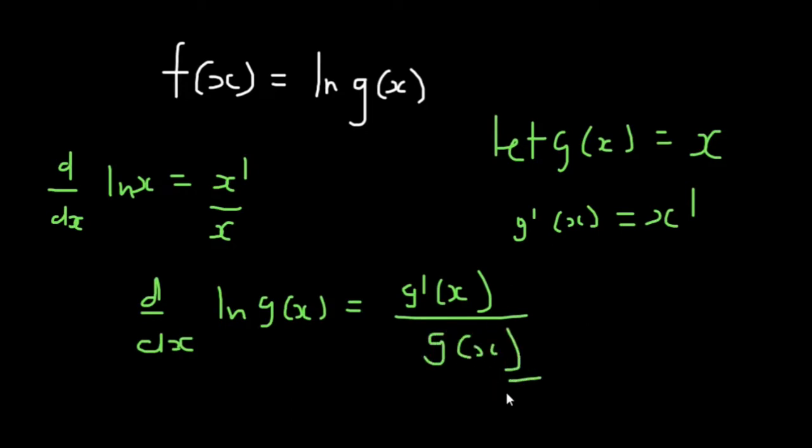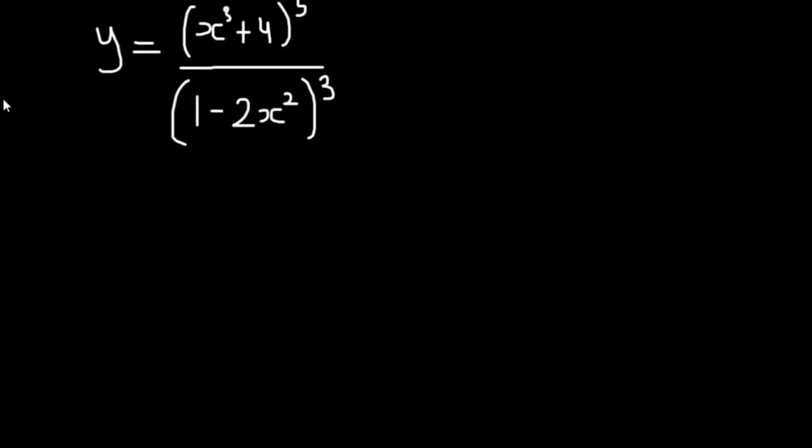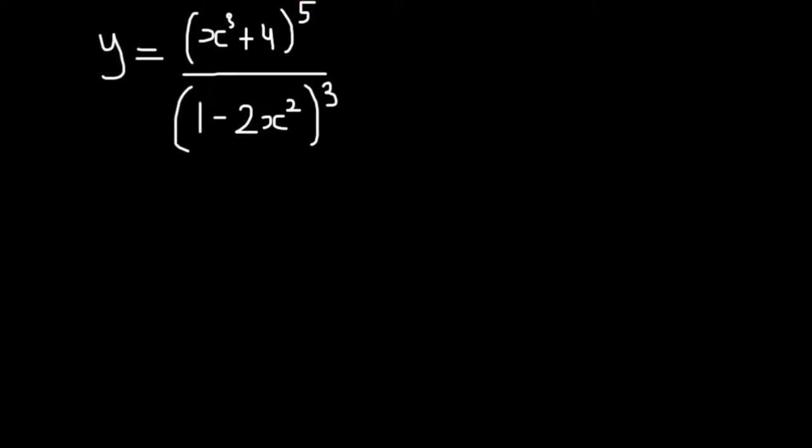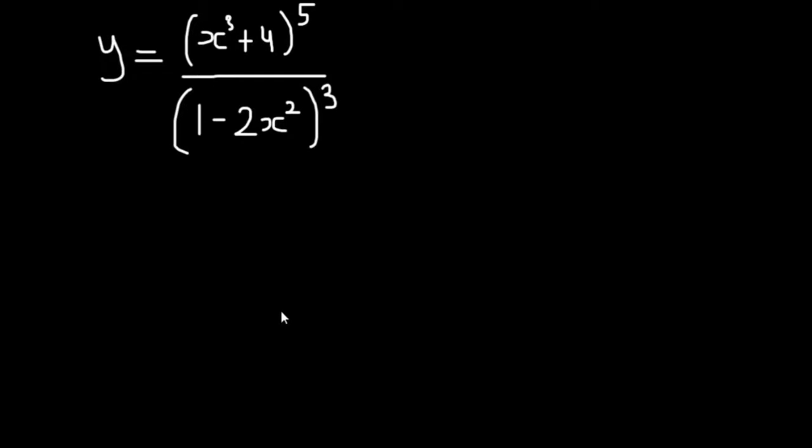Okay, so this will be the expression for the first derivative of what you have here. Okay, so the next question we're looking at is what I have on the board. So you have to find the first derivative of x to the power 3 plus 4, all to the power 5, over 1 minus 2x to the power 2, all into bracket squared. Okay, so we have to find the derivative of this.